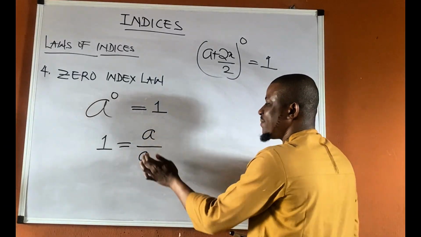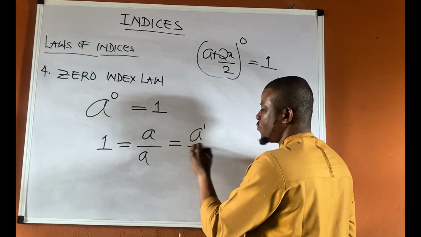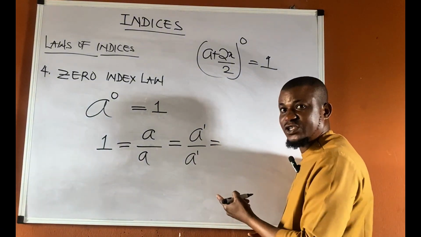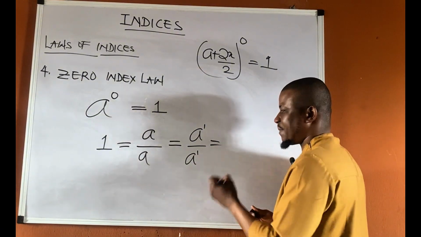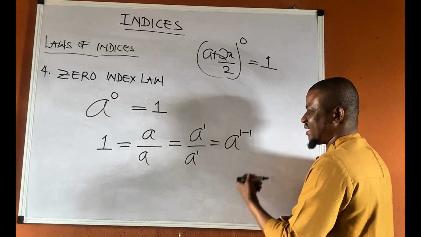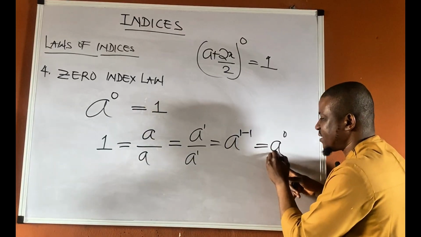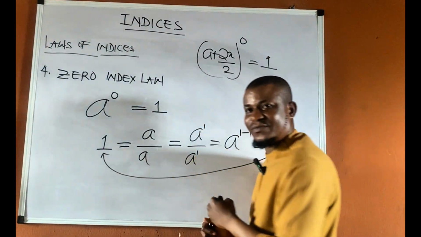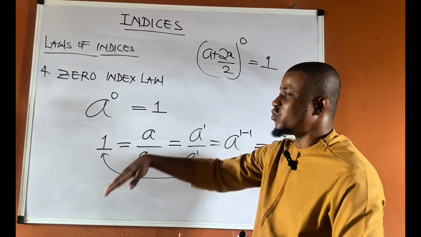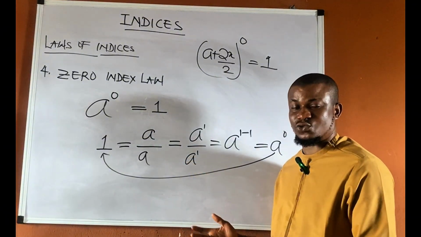So a divided by a we know is 1. But following the law of indices, this is a to power 1 over a to power 1. According to the division law of indices, when the bases are the same, you subtract the powers. So this is a to the power 1 minus 1, because I'm subtracting the powers, and this is a to power 0. So we can say that a to power 0 is equal to 1. And so the zero index law, which says that any number raised to power 0 is equal to 1, holds, and it's true.